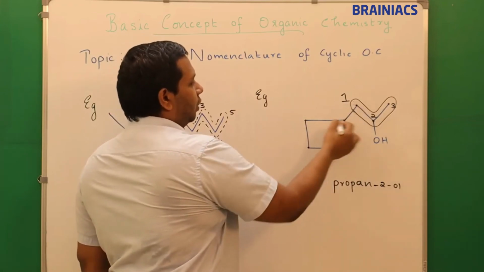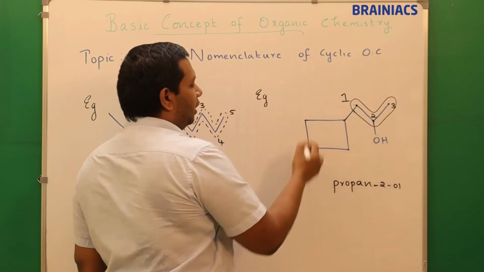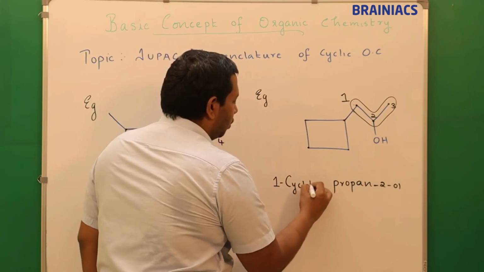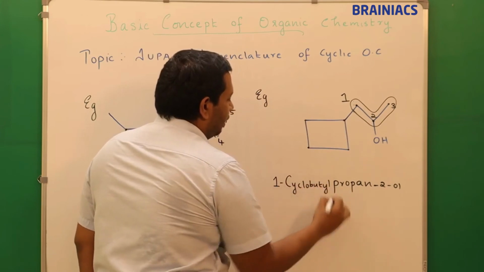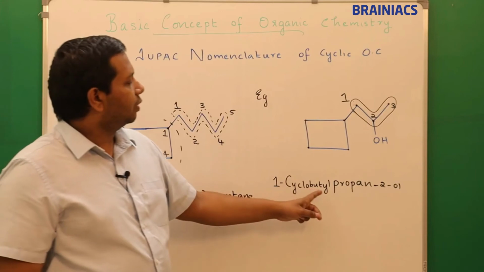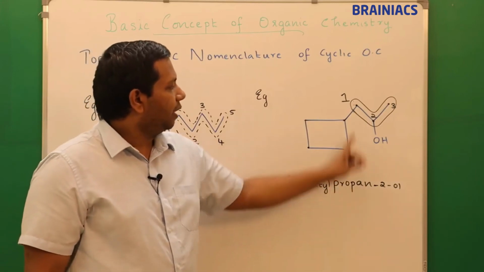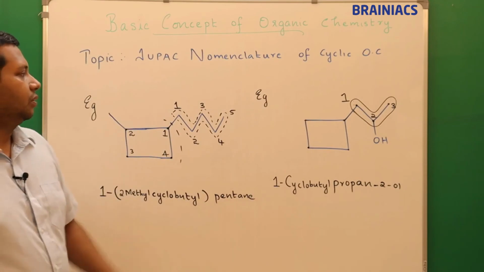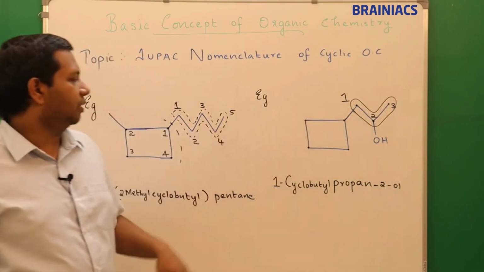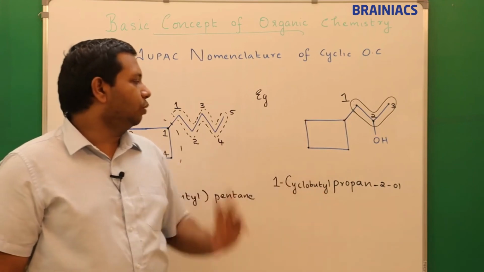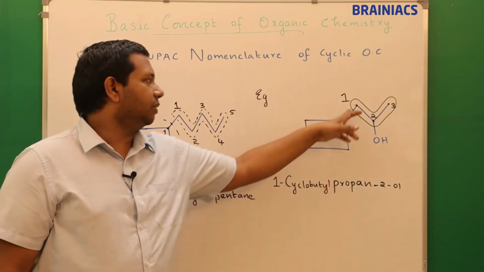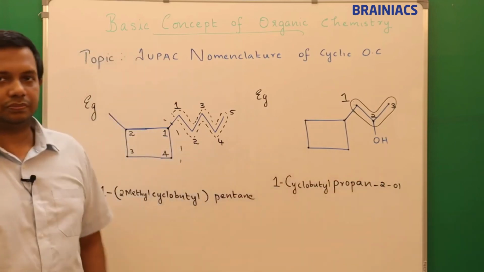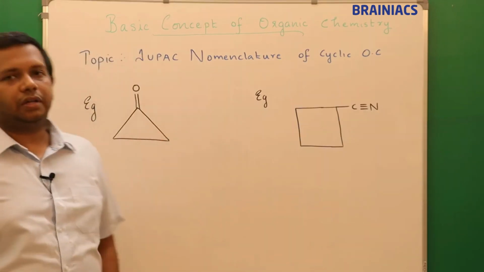So at the first position what is present? Cyclobutyl. So I can write 1-cyclobutyl propan-2-ol. This should be the answer. Understood? So the ring is now behaving like a substituent. That is the reason why 1-cyclobutyl is coming. One H is replaced by this. So 1-cyclobutylpropan-2-ol. Okay. So we will go to the next examples.